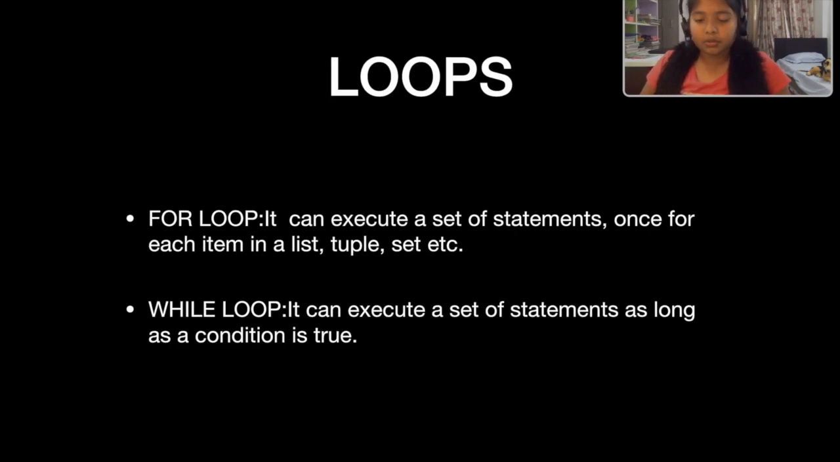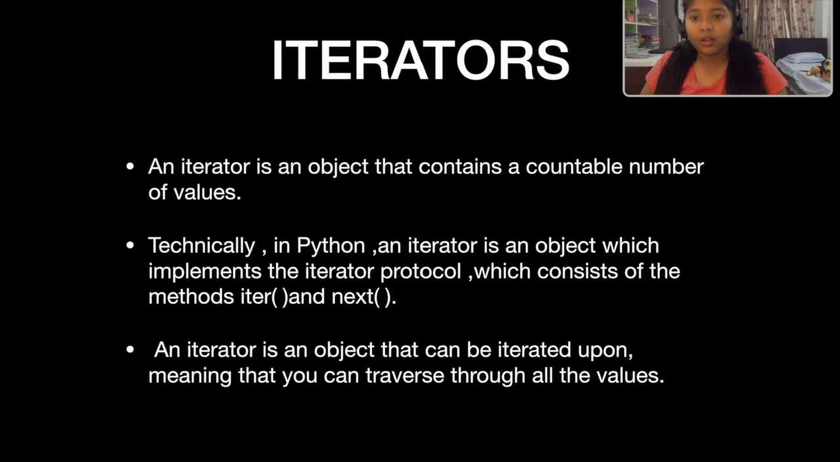So, loops. There are two types of loops: for loop and while loop. A for loop executes a set of statements once for each item, but on the other hand, a while loop executes statements as long as the condition is true. So, iterators. An iterator is an object that contains a countable number of values, and it is like running through something. It is used in a for loop.